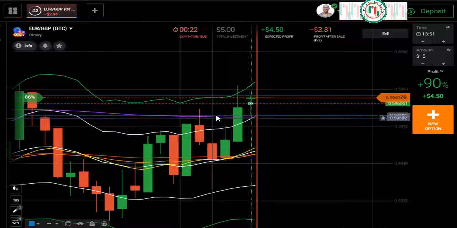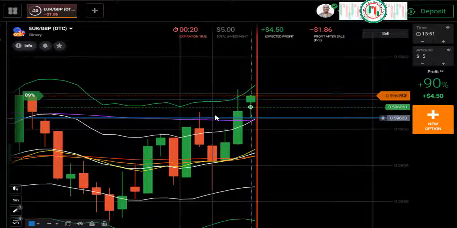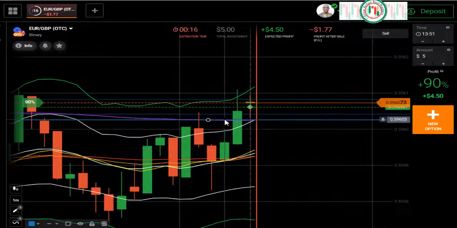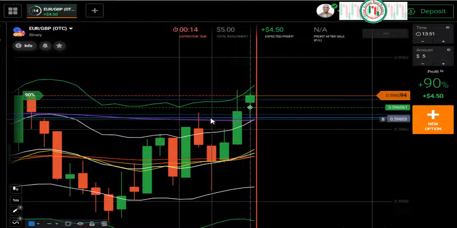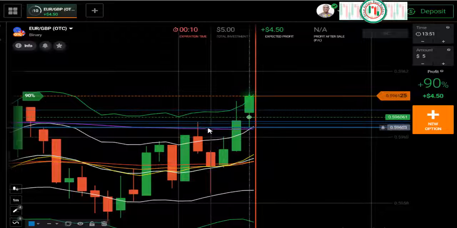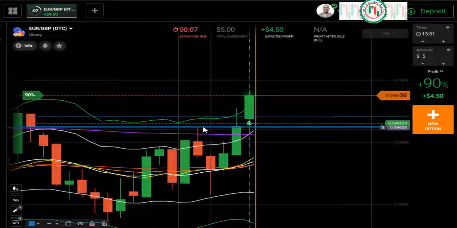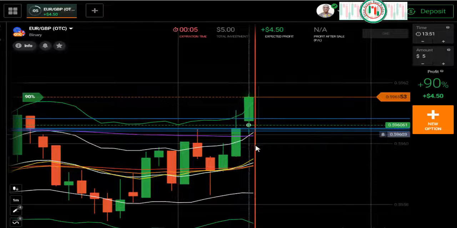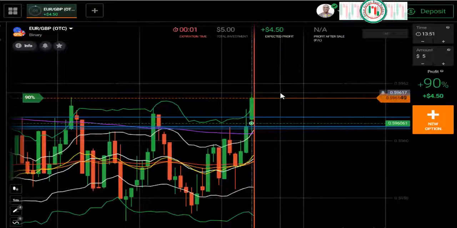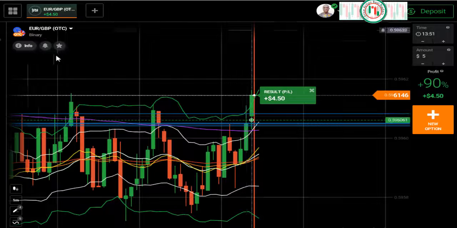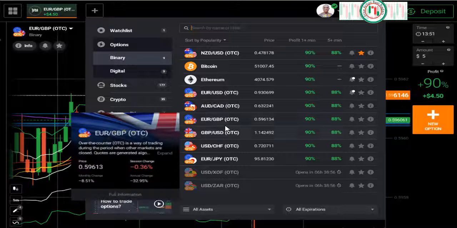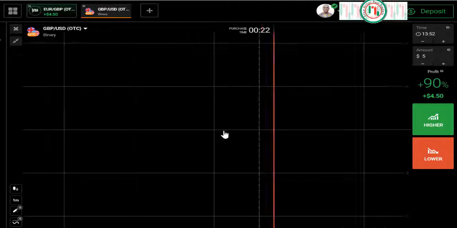Market rejected from this 200 EMA because here is very strong area. You see strong bias. Here is strong support and resistance. After breakout, market rejects. Then I place my trade call option. You see strong bias entry. So let's check another area.